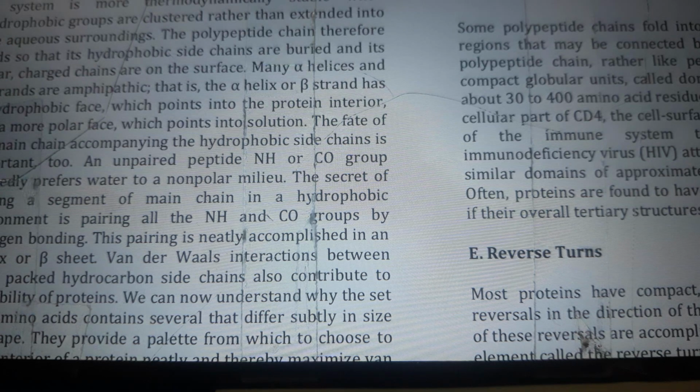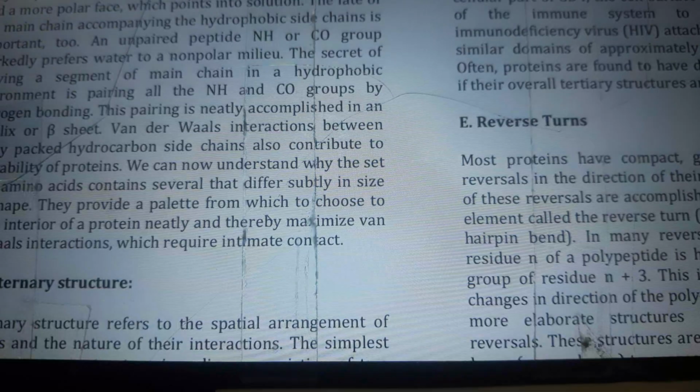That is, the alpha helix or beta strand has a hydrophobic face, which points into the protein interior, and a more polar face, which points into solution. The fate of the main chain accompanying the hydrophobic side chains is important too. An unpaired peptide NH or CO group markedly prefers water to a nonpolar milieu.